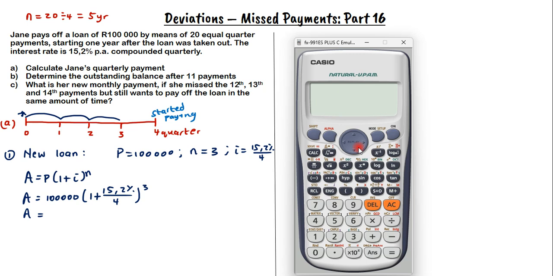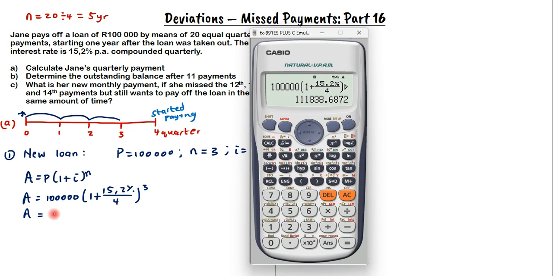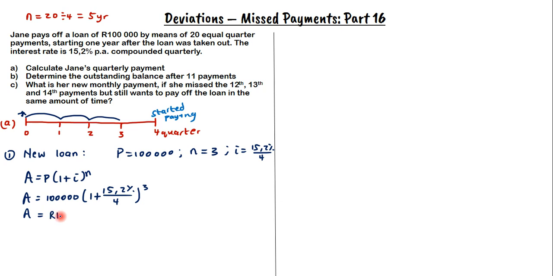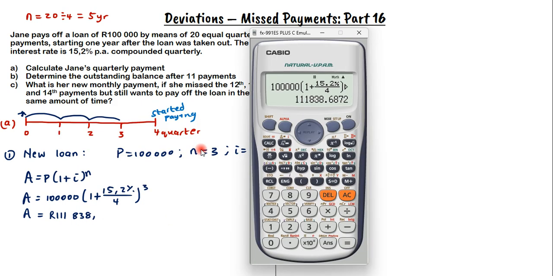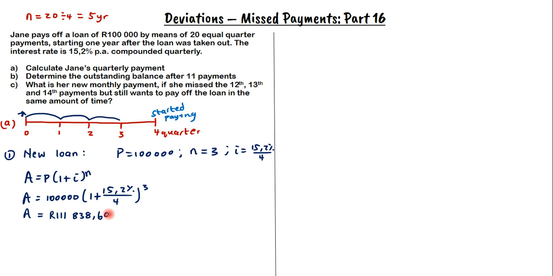Pressing this into our calculator, we have 100,000 rands into 1 plus 15.2% divided by 4, raised to the power of 3, and that is going to be our new loan: 111,838 rands, 69 cents. All right, then from there we need to find the payment, because now this is the new loan.